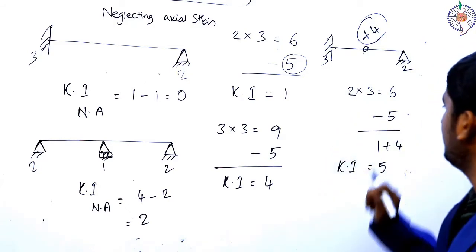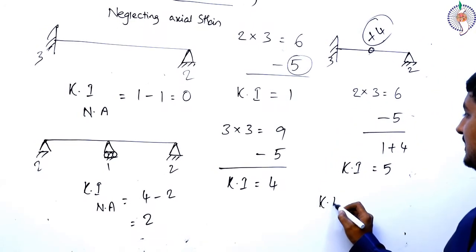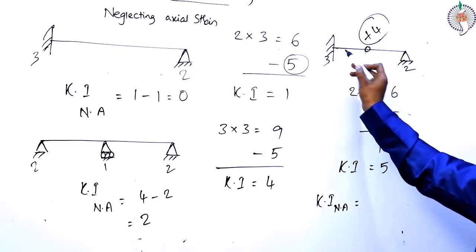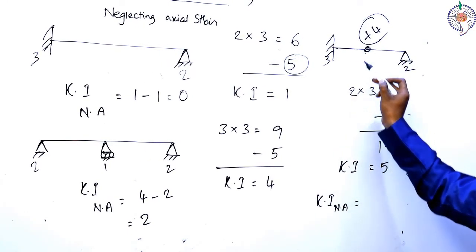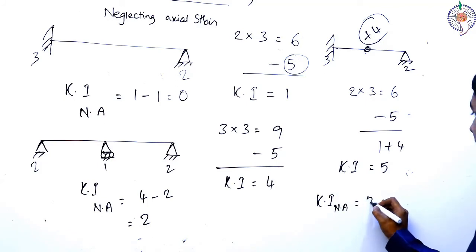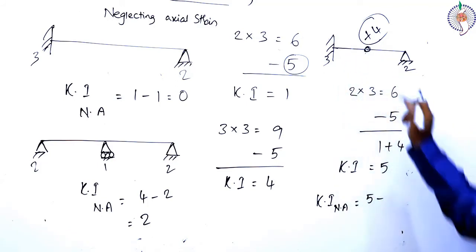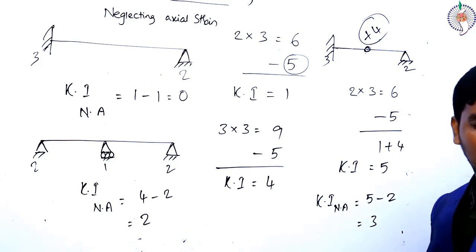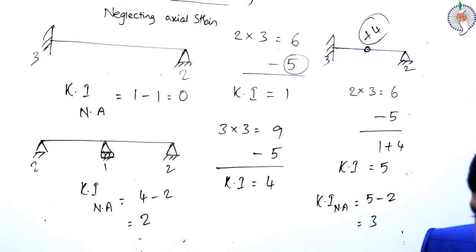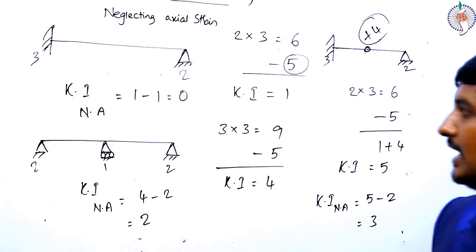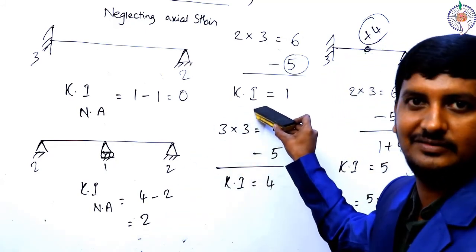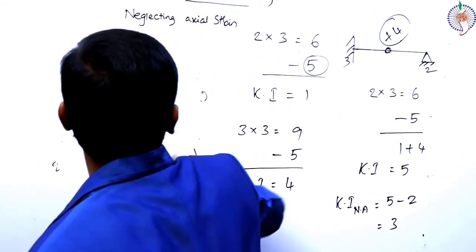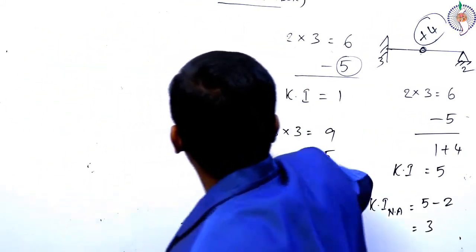Right. Coming to here. What is the kinematic indeterminacy neglecting axial strain? So, here are 2 members. This is also a node or a joint. So, 5, and 1 and 2 members. Right, students? Hope you are clear with this. How to calculate kinematic indeterminacy by neglecting axial strains and considering axial strains. Clear, students? Let me do some more problems regarding frames.